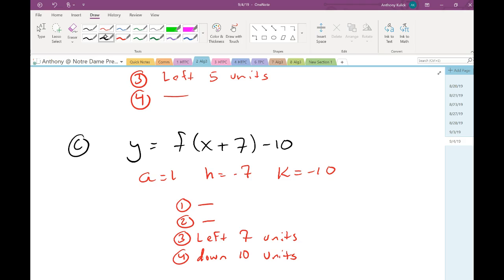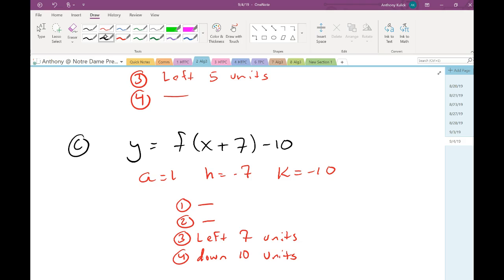So, for this example, hopefully you're able to see that the a is 1, the h is negative 7, and the k is negative 10. Did anybody get tricked by the h's? You have to watch out for those h's, right? The sign on the h's is tricky.